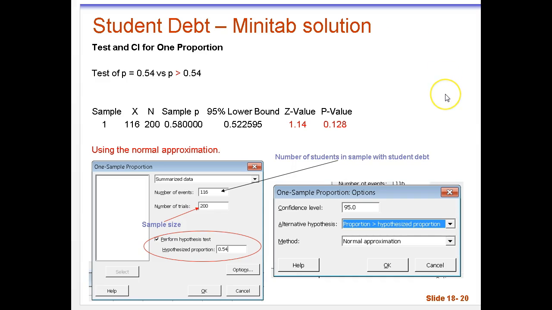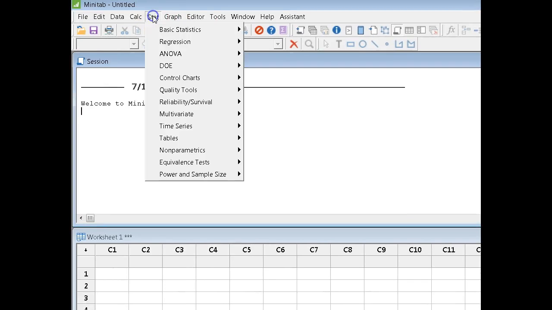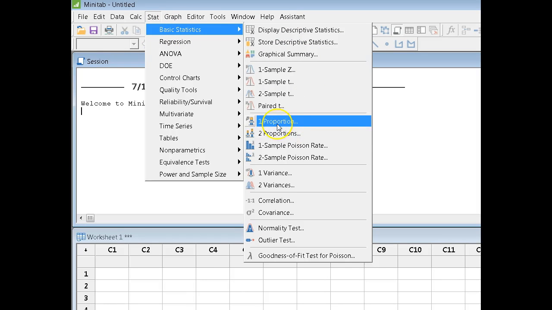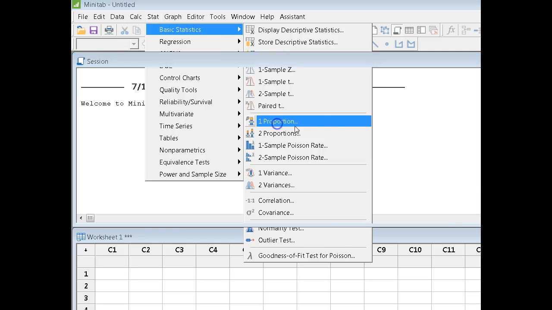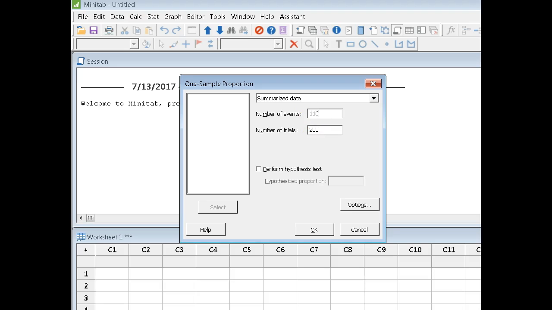Okay, on this slide right here, I've shown you how to go about doing this in Minitab. So if I go to Minitab, let's have a look at this. I've got Minitab open right here. We go into basic statistics and we're doing the one proportion. Now we already used this for confidence intervals as well, but you can use it for tests of hypothesis. So it's a one proportion test, or it's called a one sample proportion. We don't have any raw data, we have summarized data. We had 200 students who were interviewed, and 116 of them said that they were graduating with debt.